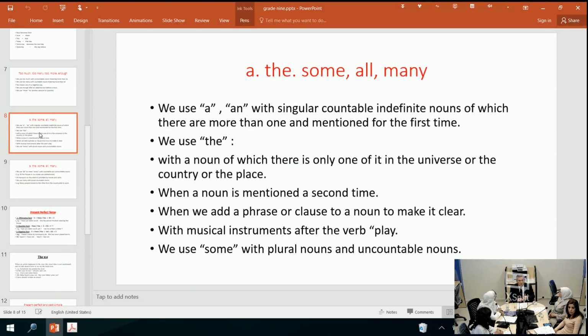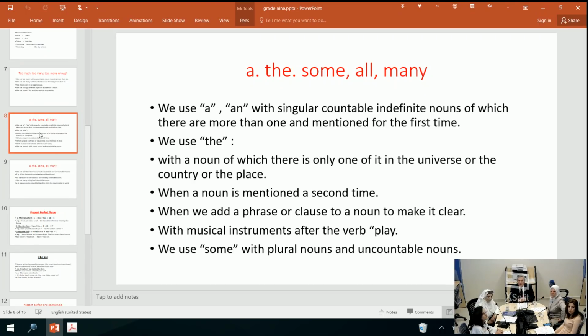So when I say, I saw the man, what will you say? Which man? So the here is not correct. But when I say, I saw the man who gave me the money, it's identified. Now I made it clear to the listener. So when it is clear to the listener, the thing we are talking about, we use the.